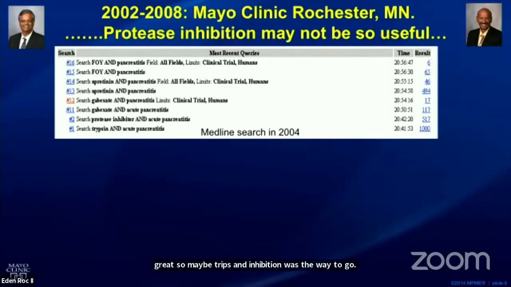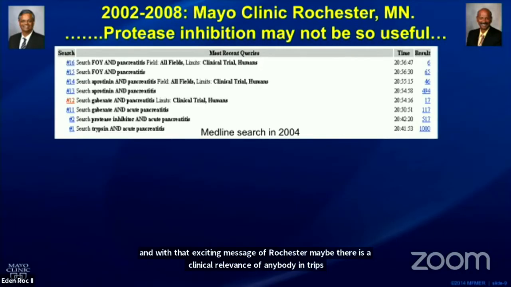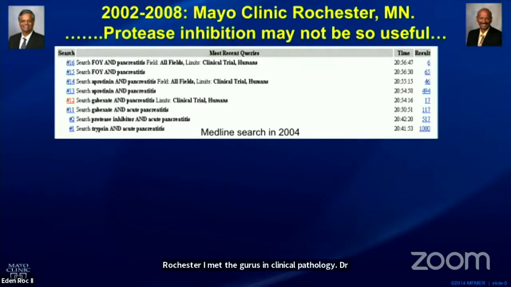In Rochester, I met the gurus in clinical pancreatology, Dr. Suresh Chari, Santi Vege, and I'd often have discussions with them about, how about let's try this, inhibiting trypsin and seeing a change in clinical outcomes. And I learned that there had been many studies done in the past, perhaps, and maybe we should do a meta-analysis on that. And we looked at, indeed, I did a lit search.